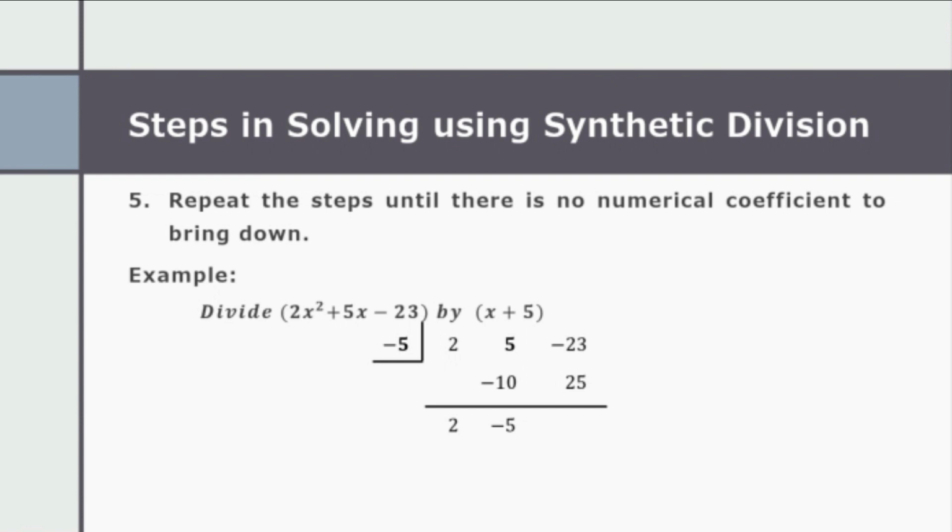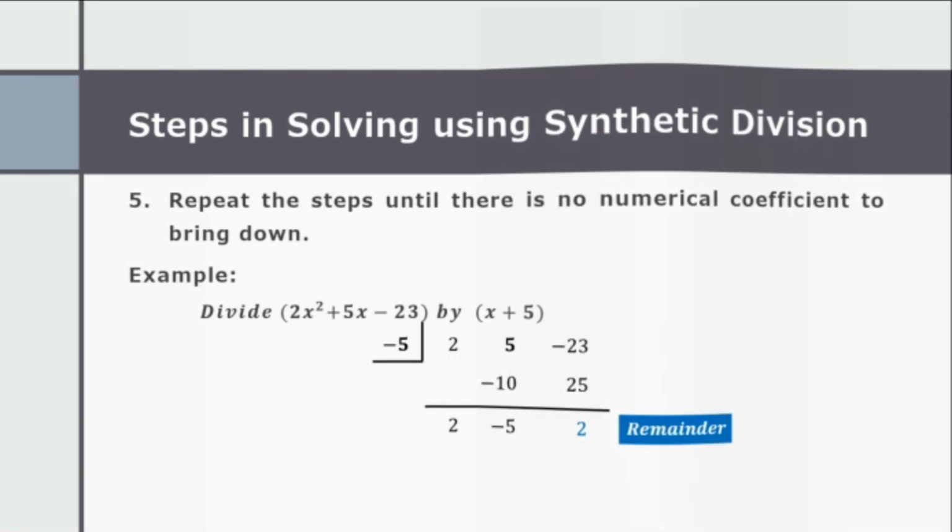So the next step would be multiplying negative 5 to the number in the box. So we have negative 5 multiplied to negative 5 will give us positive 25. Then adding the two terms, we have negative 23 plus 25. The answer is 2. Then we don't have any numerical coefficient to bring down. Therefore, we consider 2 as the remainder.